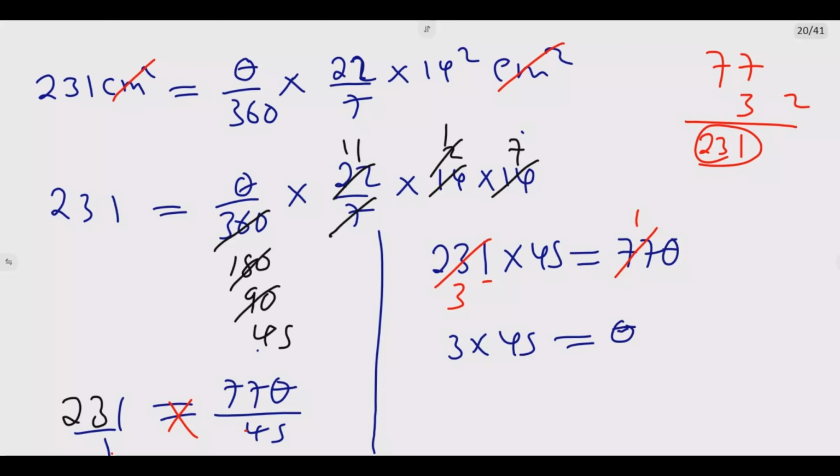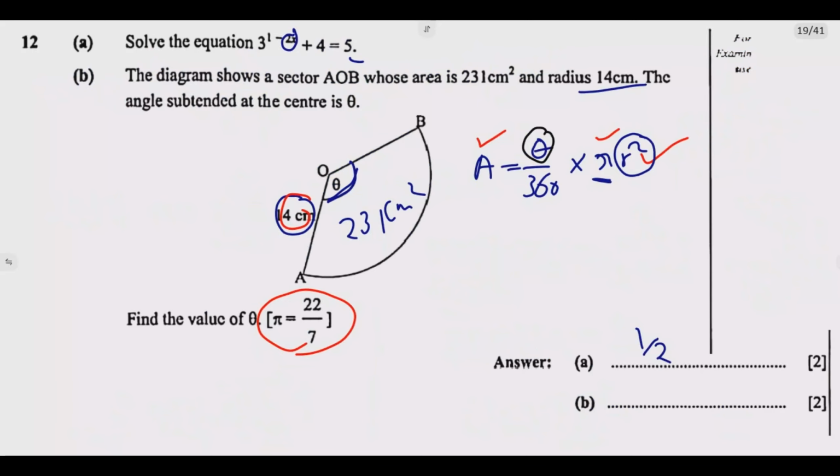45 times 3. 3 times 5 is 15, carry 1. 3 times 4 is 12 plus 1, 13, so 135. So this tells me that this theta we are looking for is equal to 135 degrees, because it's degrees. So this is how you answer this question to get the other 2 marks. So 135 degrees. I hope I've given you enough context to smash this question.